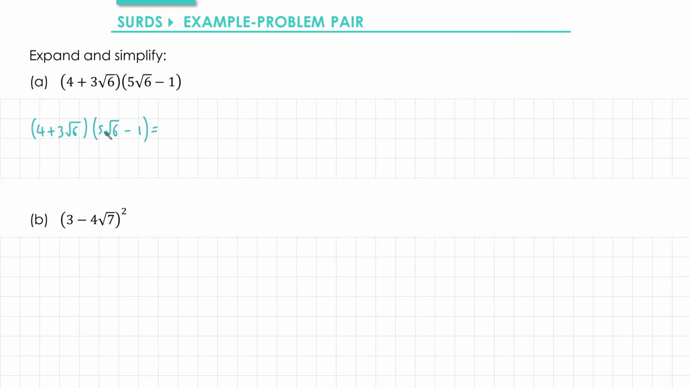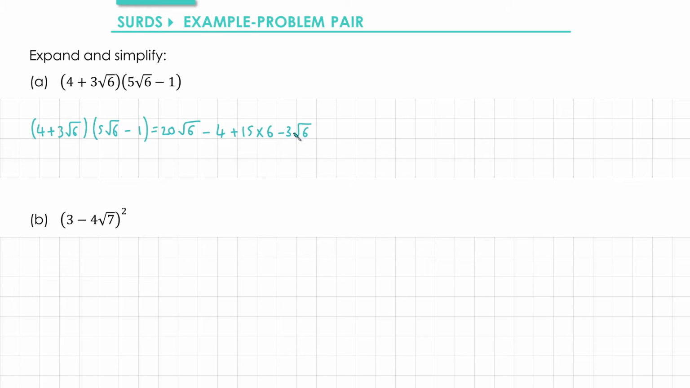So we've got 4 times 5 root 6. That would give us 20 root 6. And we have 4 times negative 1, which is negative 4. Then we do the second term in the first bracket, multiplied by both terms in the other bracket. We've got 3 root 6 times 5 root 6. 3 times 5 we can write as 15. Root 6 times root 6 is just 6, so we get 15 times 6. For the final term, we've got 3 root 6 times negative 1, which is negative 3 root 6.